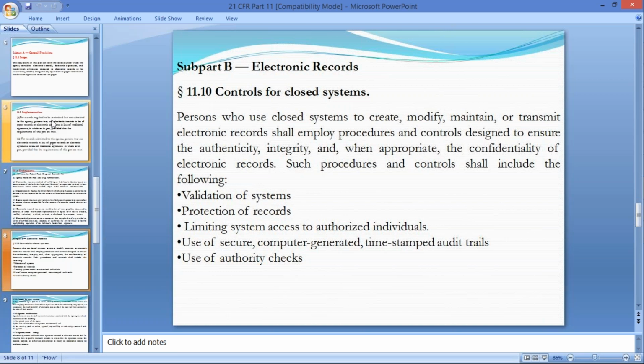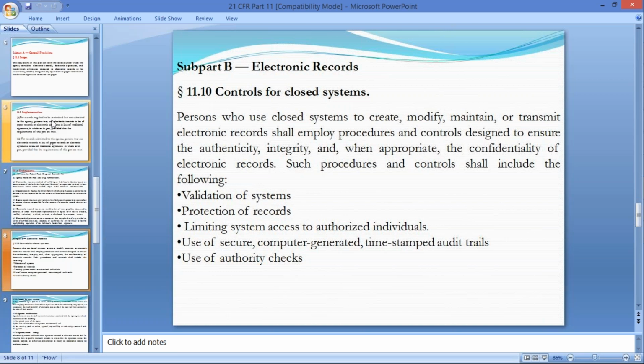Protection of the records, validation of the system, limiting access to only authorized people, authorized individuals. Use of secure, computer-generated, time-stamped audit trails, and use of authority checks.